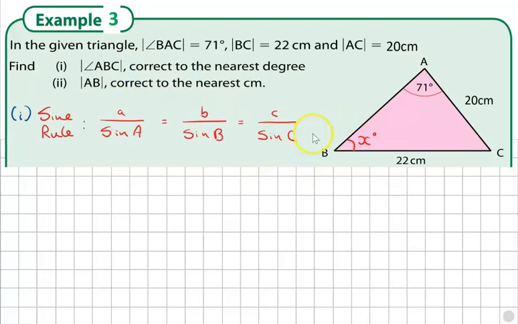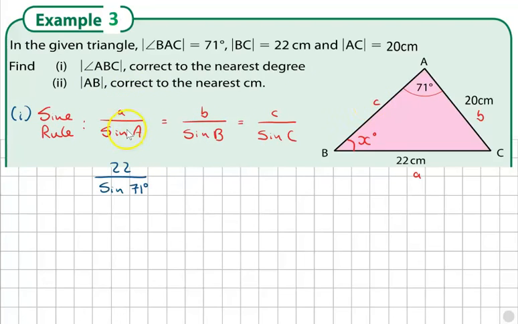I'm going to use the sine rule, which is a over sine A equals b over sine B equals c over sine C. I label the sides of my triangle. So if this is capital A, this is lowercase a. If this is capital B, this is lowercase b. If this is capital C, this is lowercase c. I sub into my formula.